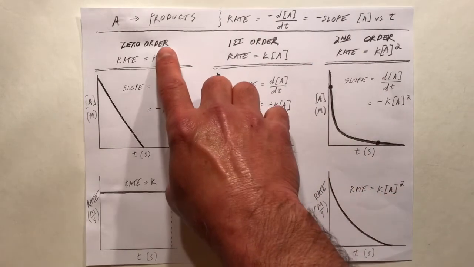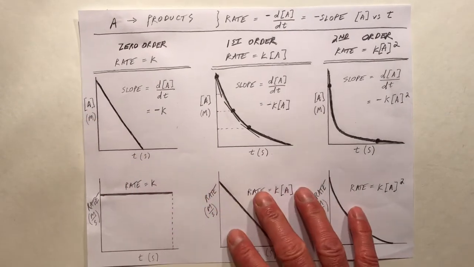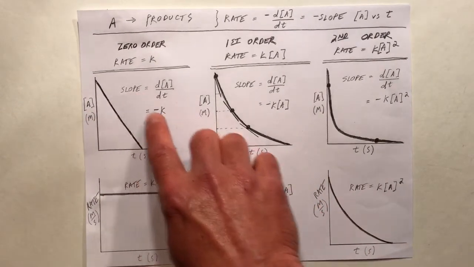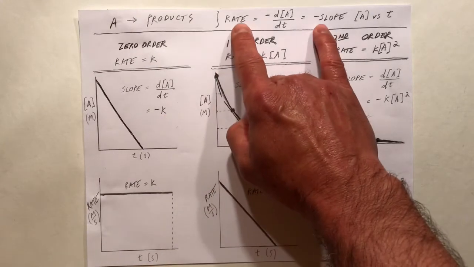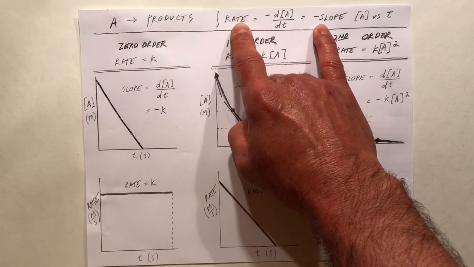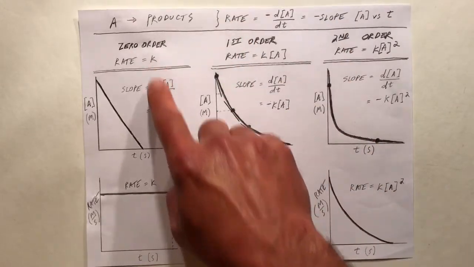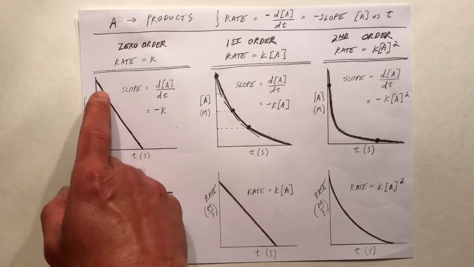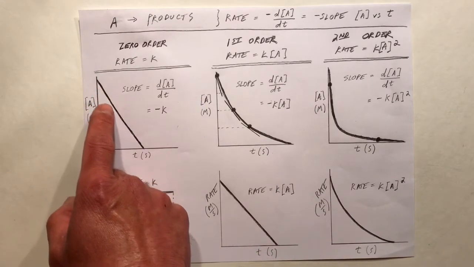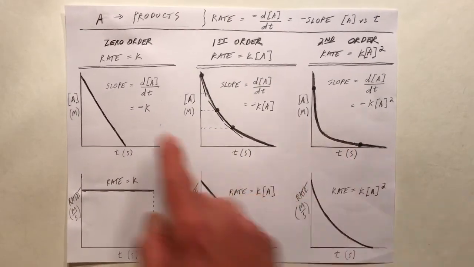Okay, so for a zero order reaction, the rate's k. If we graph out concentration versus time, the slope would be a negative of the rate, or negative k. Again, if the rate is a negative of the slope on the graph, the slope is the negative of the rate. So the rate's k, the slope is negative k. Negative k is a negative constant number, so we'd have a line that's angling down that's straight. Straight line indicates constant slope, and angling down is negative.